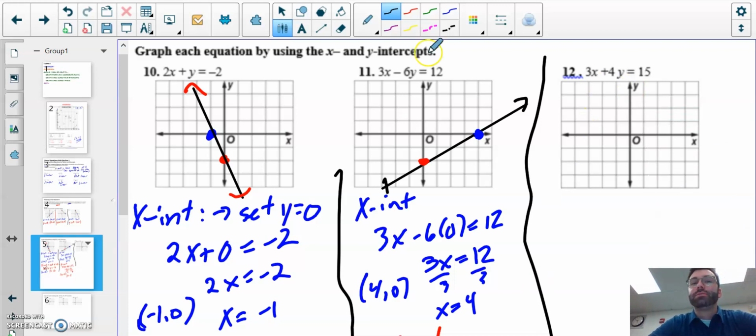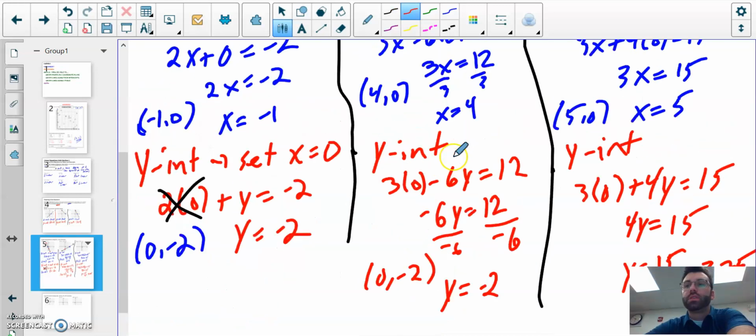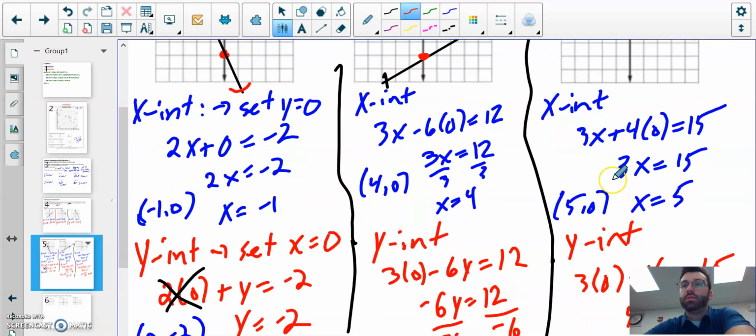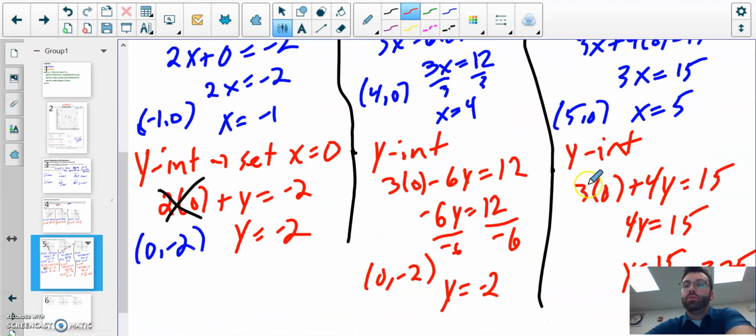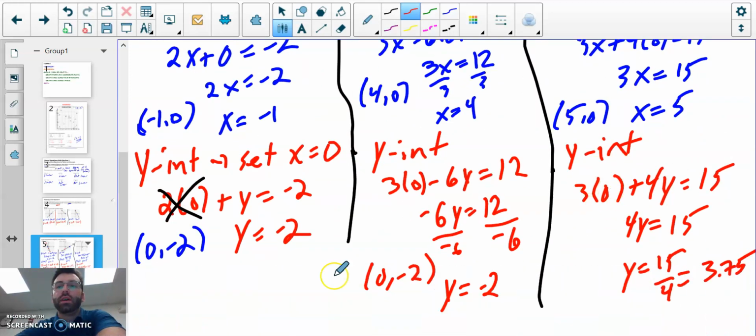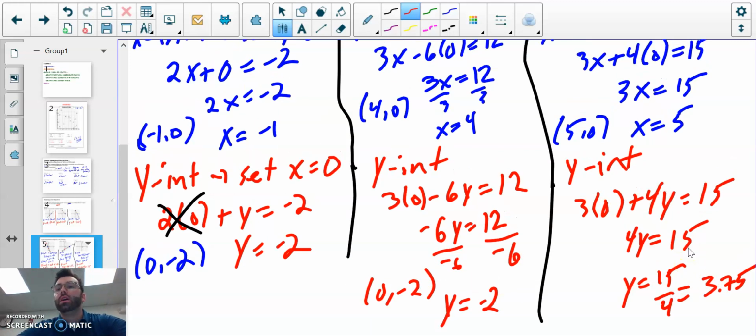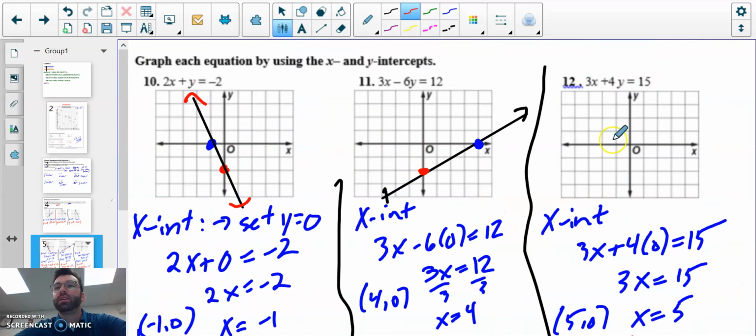All right, I want you to try this one on your own, so pause the video. Find the x and y intercepts yourself, and you're going to check your work. Here's my work for my x-intercept. Plug in 0 for y, I got x to be 5. Here's my work for my y-intercept. Plug in 0 for x, and I got y to be 3.75. It is a decimal, so I'm just going to have to guesstimate about where it would be. 1, 2, 3, 4, 5.